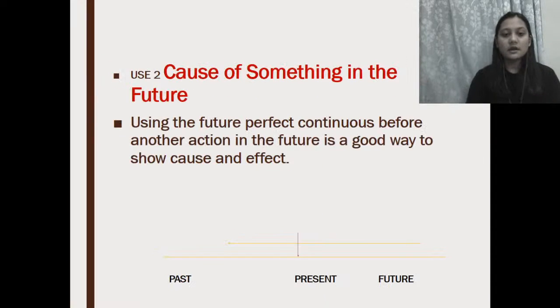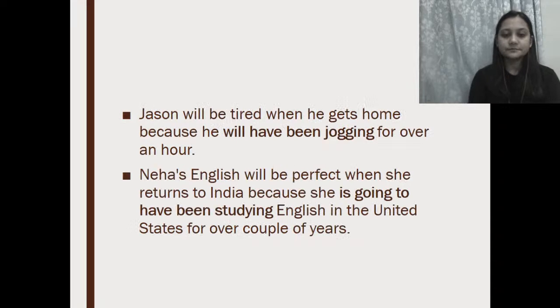Alright. Next is cause of something in the future. So using the future perfect continuous before another action in the future is a good way to show cause and effect. हमें किसी चीज का, कोई भी चीज होती है उसकी cause and effect definitely होते हैं, और वो कैसे affect कर रहे हैं हमें future में, we can use this type of tense for that.